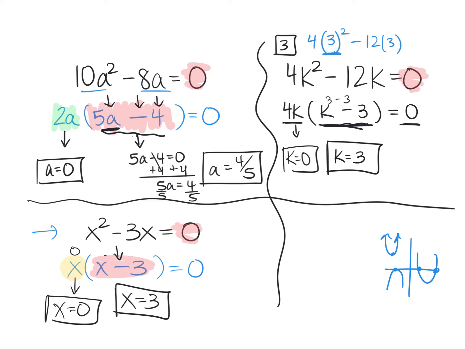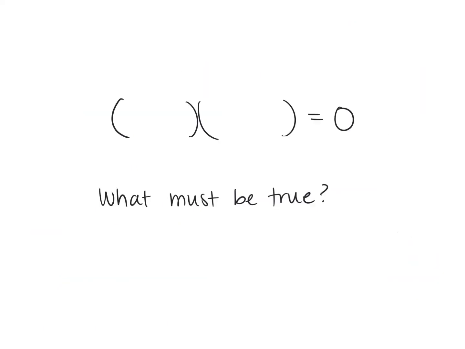So 3 squared is 9. 9 times 4 is 36. Minus 12 times 3 is 36. 36 minus 36 equals 0. So I know this one is correct. I could do the same thing with 0. I'm not going to check it, but it does work.